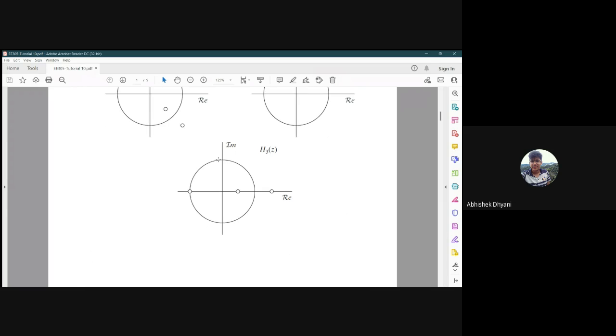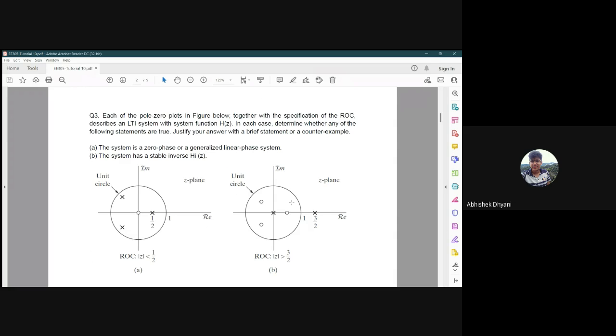let's move on to the next question. So this question says that we have been given some pole-zero plots. So there are poles as well, together with the specification of the ROC, so we have been given some region of convergence as well. And this describes the overall system function. So each of these figures corresponds to one system function. In each case, determine whether any of the following statements are true and justify your answer with a brief statement.